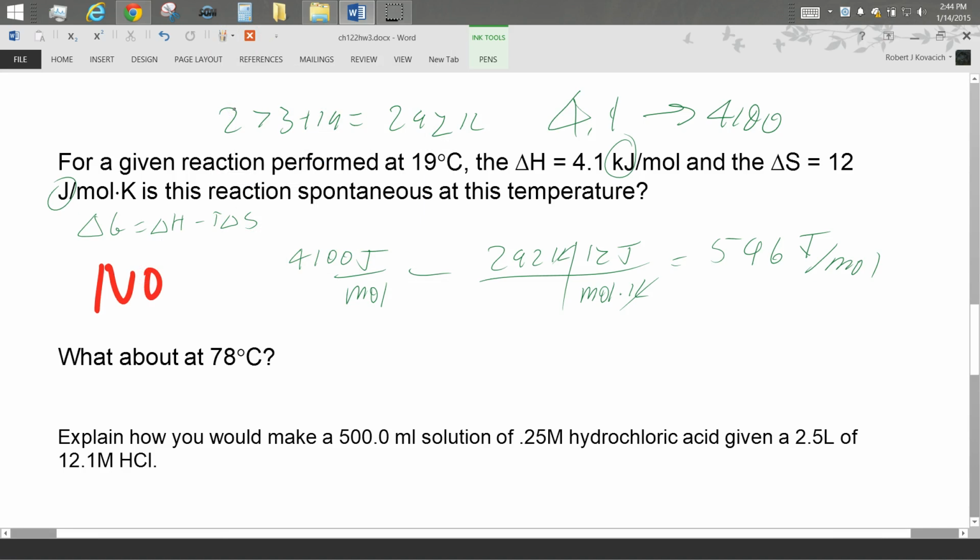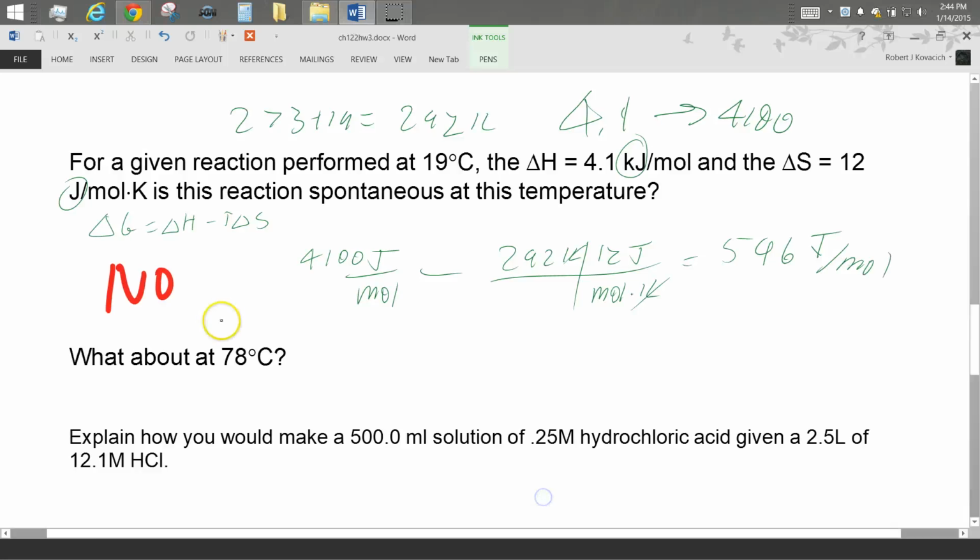The delta G value is positive, right? 596. If the G value is positive, that means it's a non-spontaneous reaction. That means you need to put energy into this to get it to go. Okay. What about at 78 degrees Celsius?